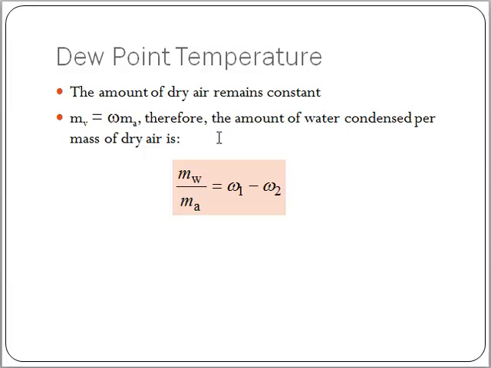So as the water condenses, I can figure out how much is condensing by looking at this difference between the specific humidity at the beginning and at the end. And that will tell me how much per kilogram of dry air is going to condense.